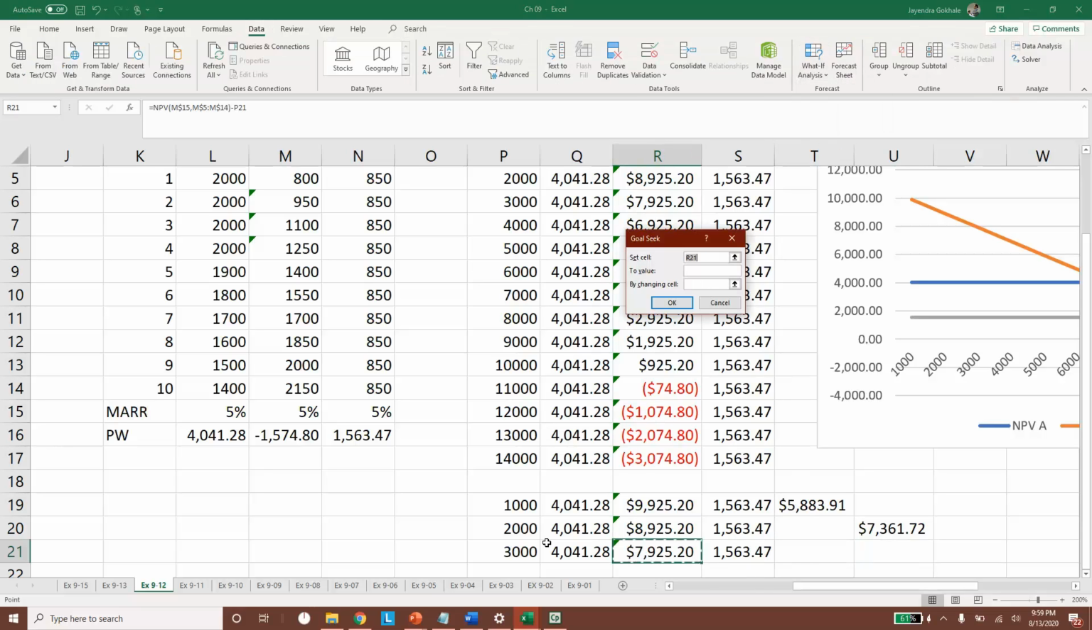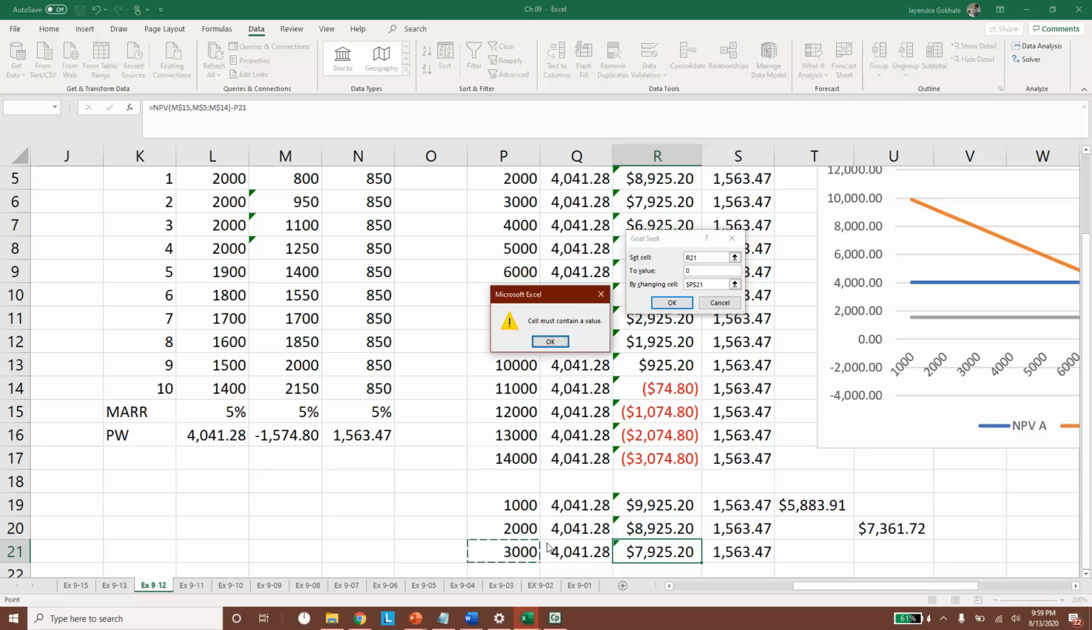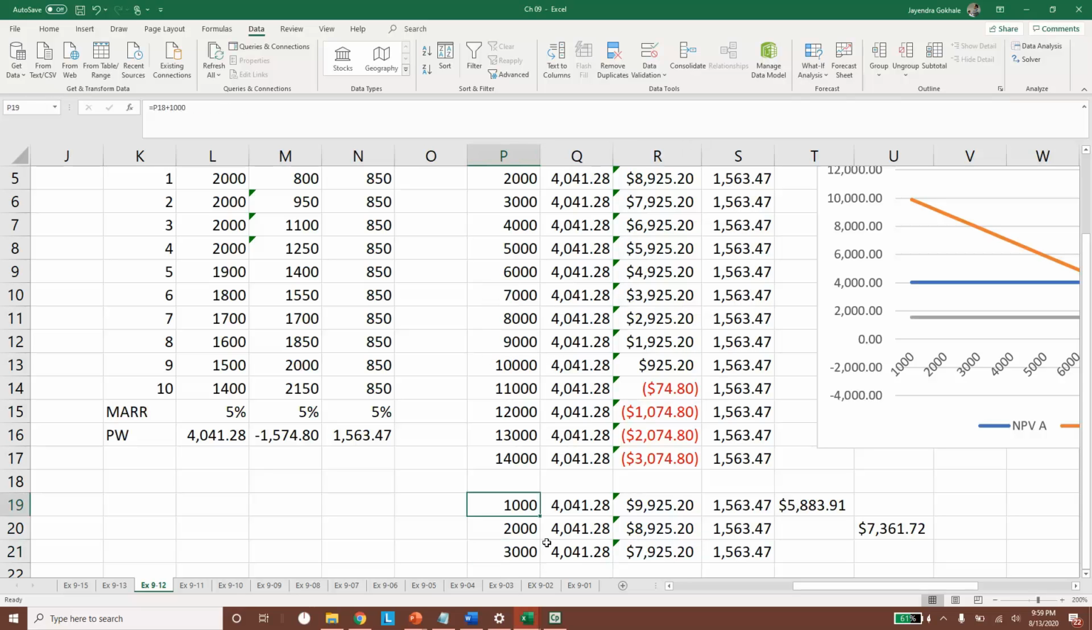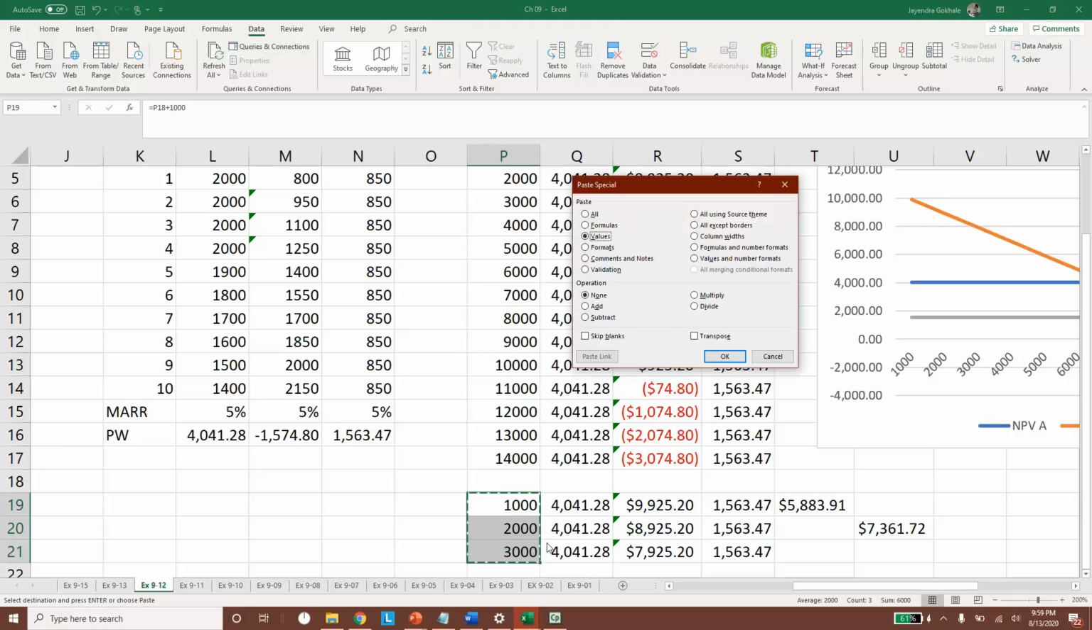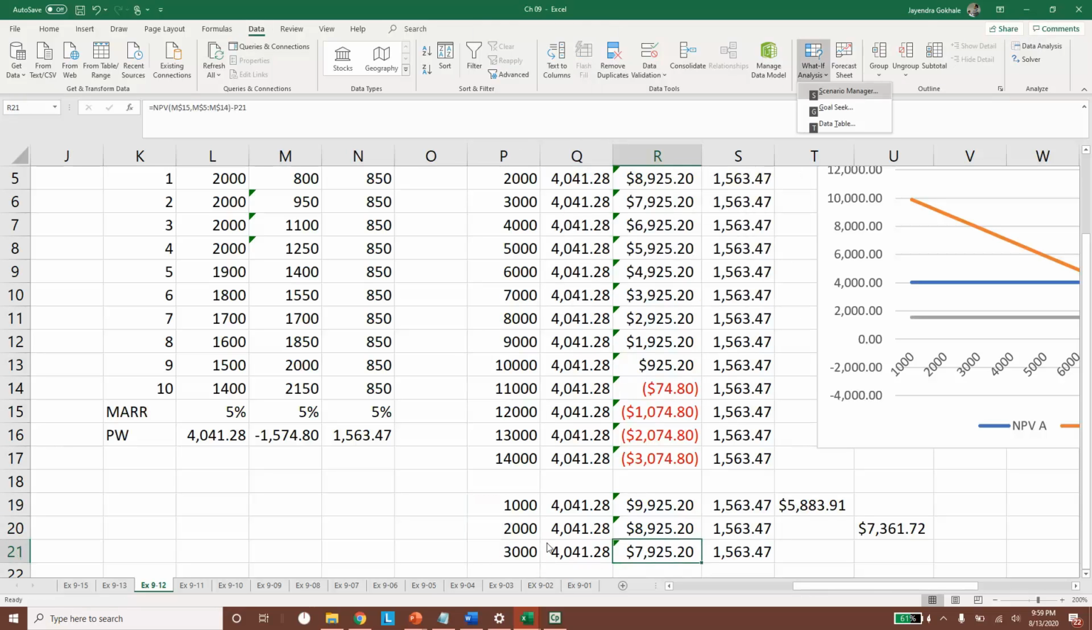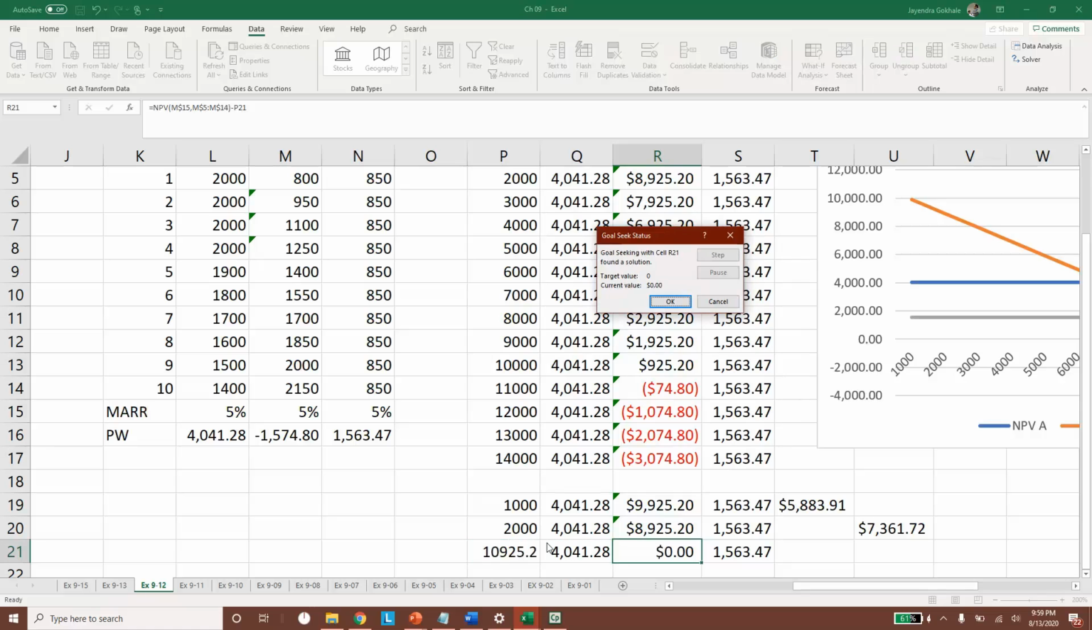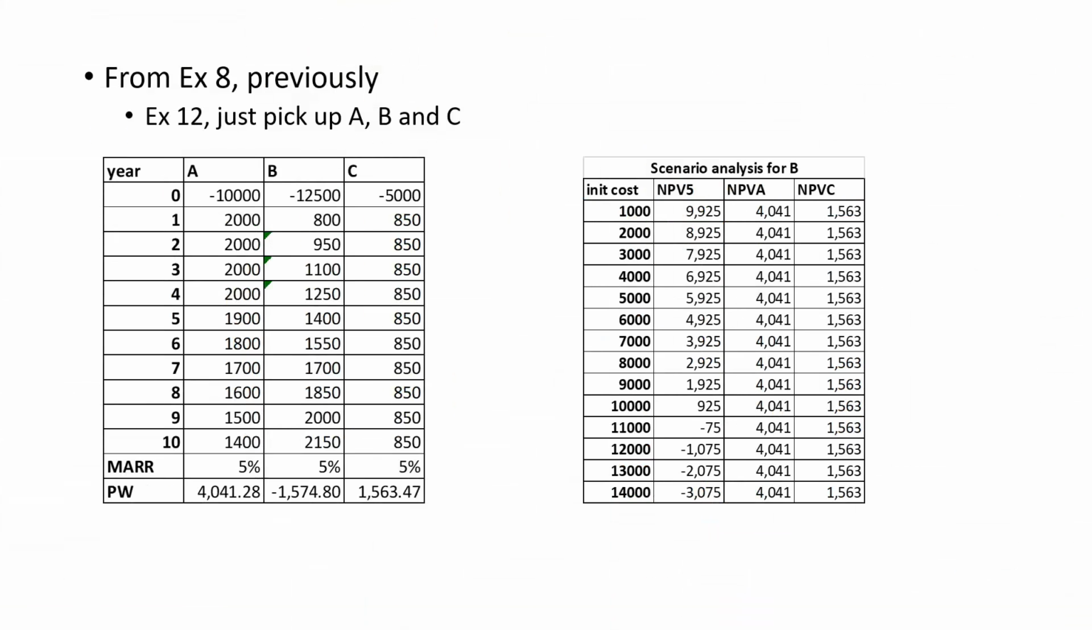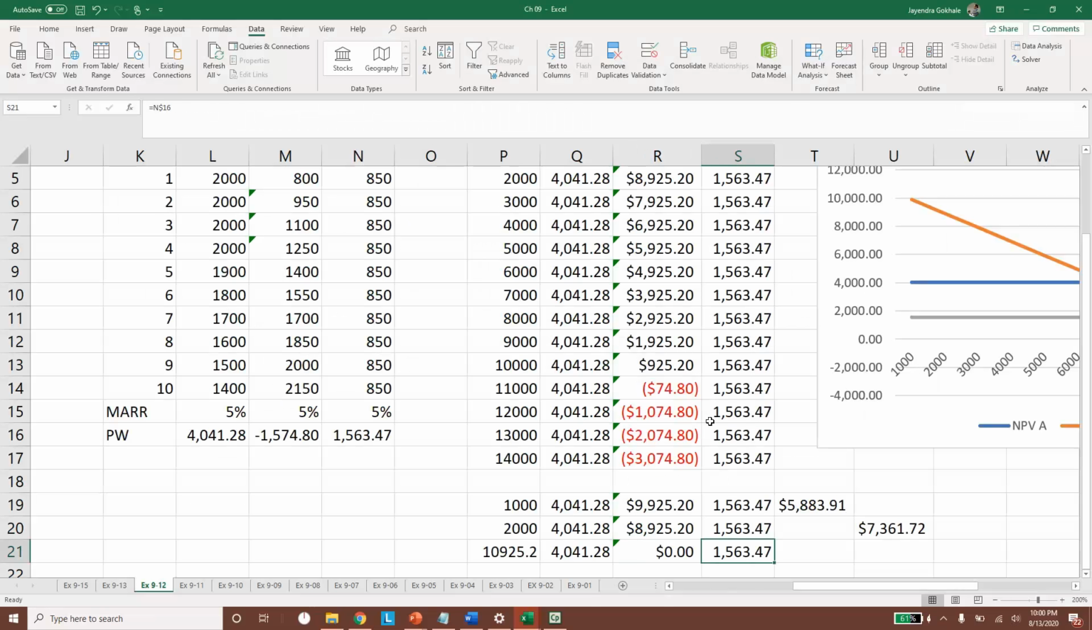Alt A W G. Well, 0. What initial value? Cell must contain. Oh yeah, right. Copy that, paste it. Sure. Alt A W G, to value 0 by changing this. So 10,925. At 10,925, this will go to 0. That is the initial cost. So that makes the IRR equal to 5%.